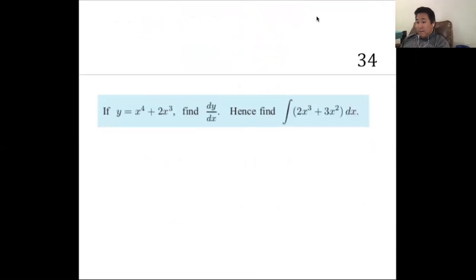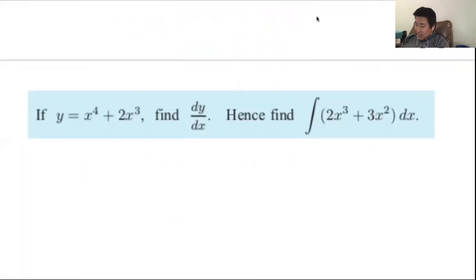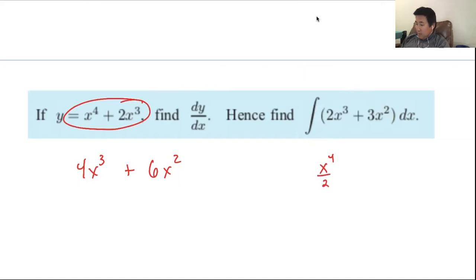So if you have y equals x to the 4th plus 2x cubed, find dy dx, and hence find this. So the derivative of this is 4x cubed plus 6x squared. How does this look compared to this? It's just double it. So I think the antiderivative is going to be this, but over 2. X to the 4th over 2.